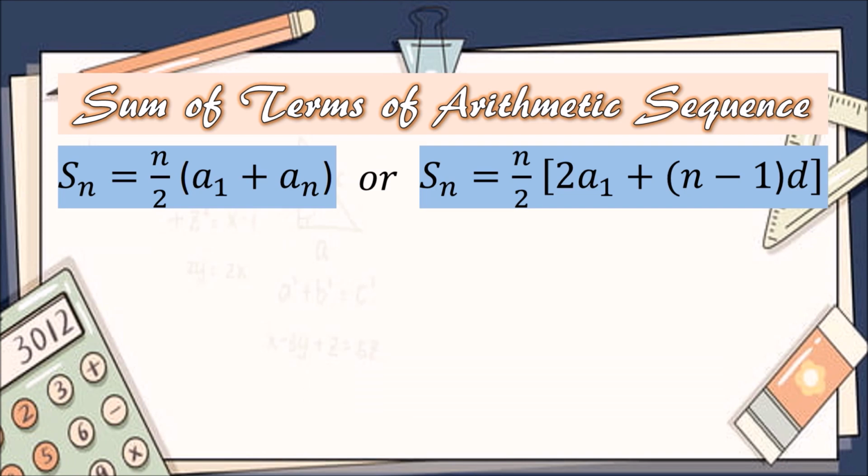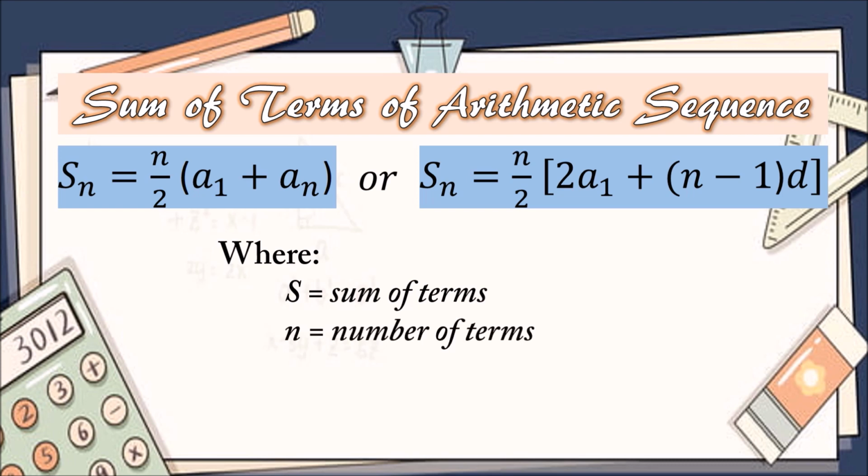Ito ang mga formula, which is S of n is equal to n over 2, open parenthesis, a sub 1 plus a sub n, close parenthesis, or S of n is equal to n over 2, open bracket, 2 a sub 1 plus, open parenthesis, n minus 1, close parenthesis, d, where S is the sum of terms, n is the number of terms, a sub 1 is the first term, and a sub n is the last term.